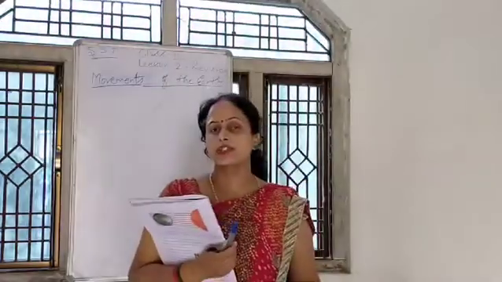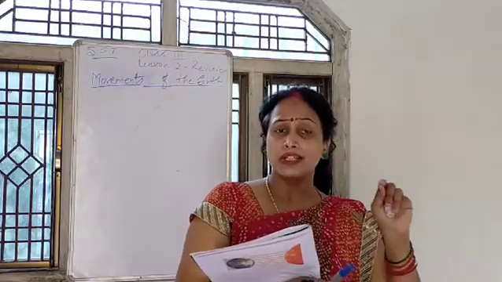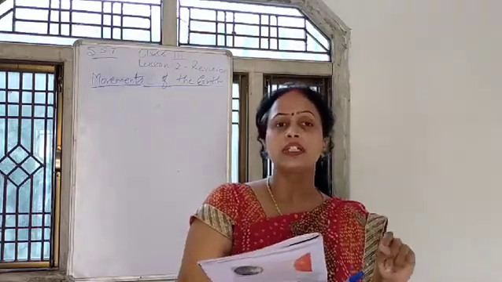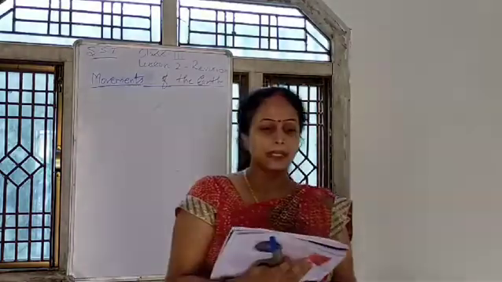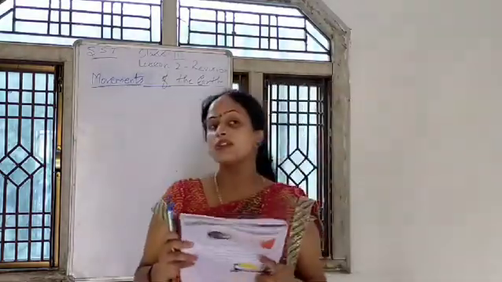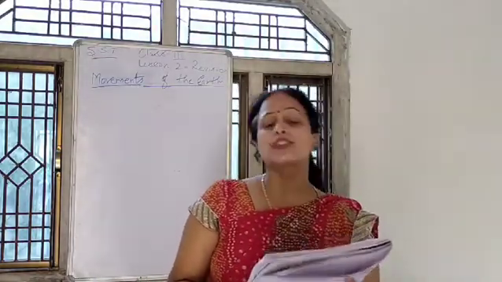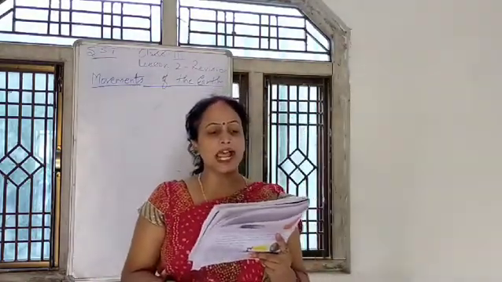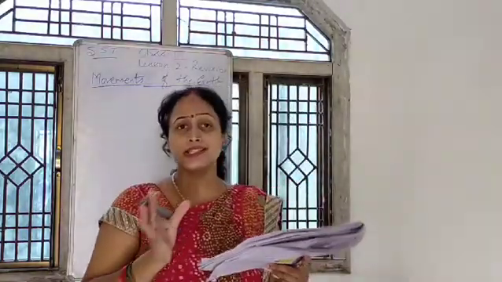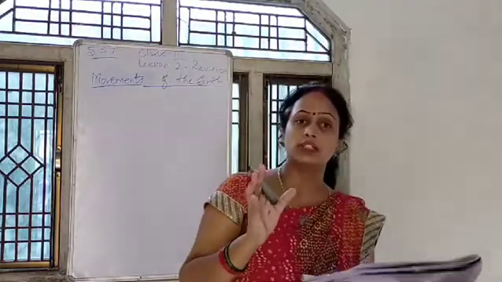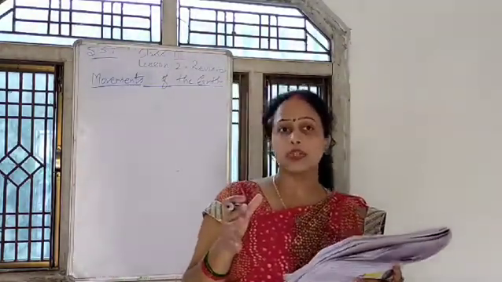And this movement is called what? Revolution. This motion of the earth is called revolution. Now, the earth takes 365 days and 6 hours to go around the sun. This is the duration the earth takes to complete the revolution.